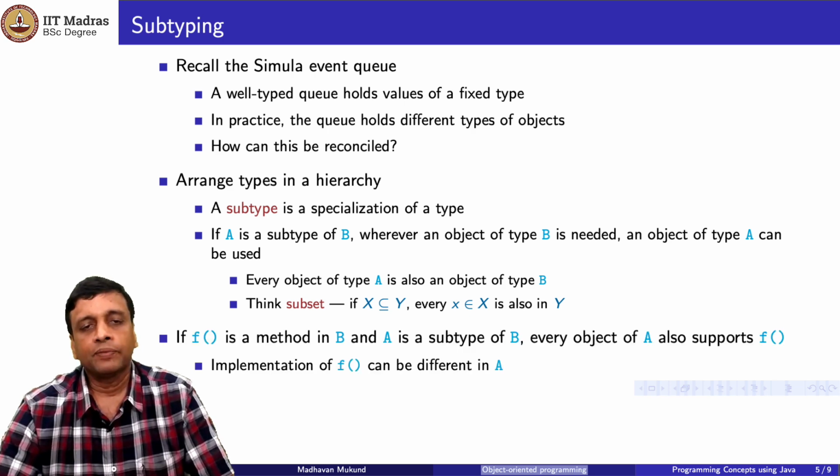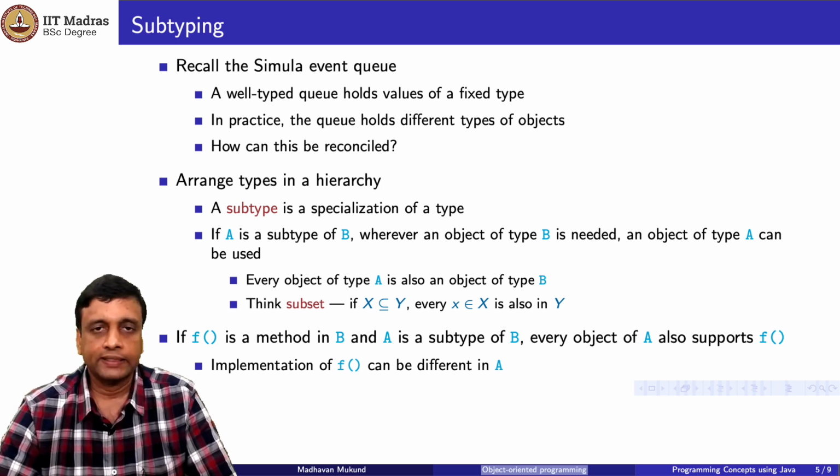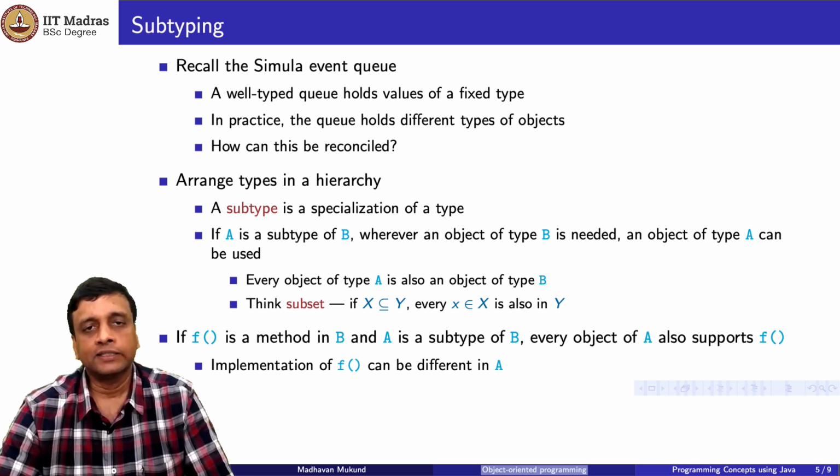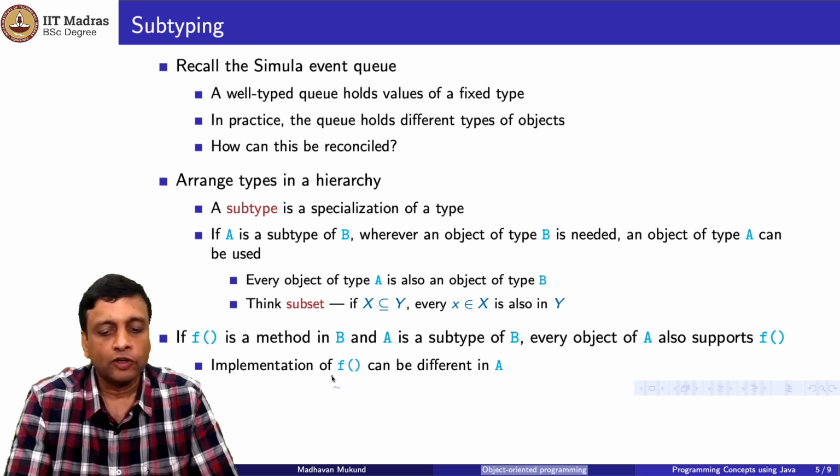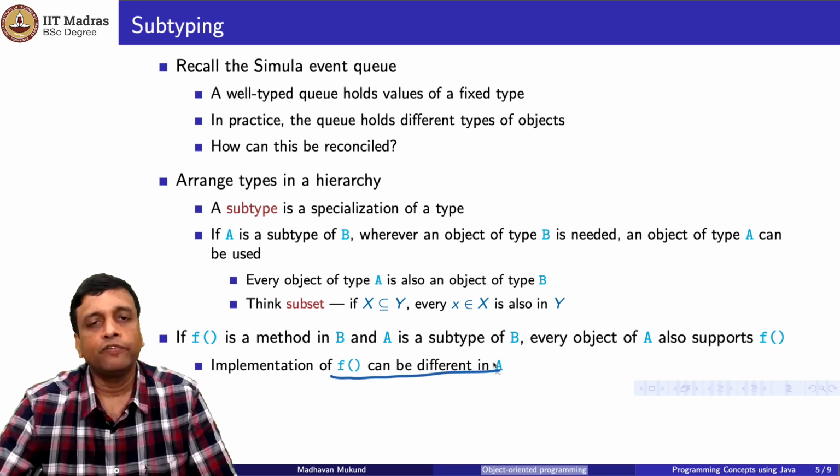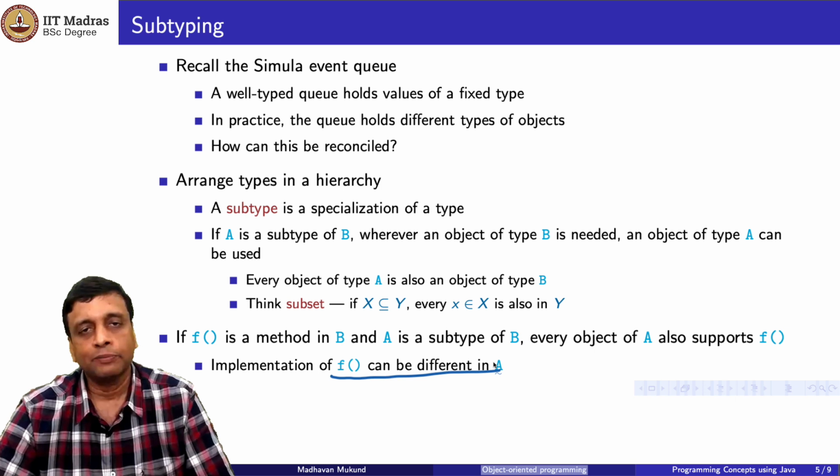In particular, if there is a function f that you can call on a type B and A is a subtype of that type B, then that function f will also be valid on A. So syntactically, if you're just thinking in terms of type, it is legal to call function f on A if you have an A instead of a B. If you know that A is a subtype of B, you are guaranteed that the functions that are applicable to B will also be applicable to A. But now there is a big difference. The implementation of f could be different in A, and this is what is happening in this Simula queue.